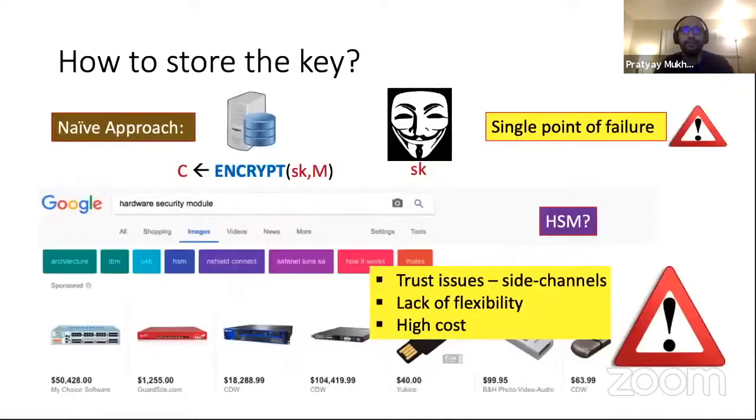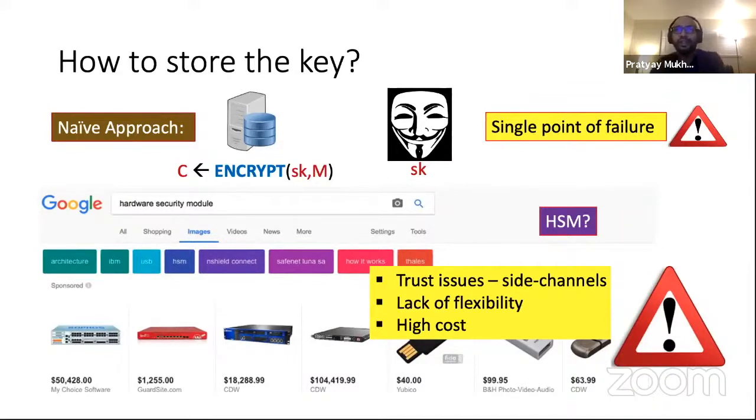There is a naive approach where you can store the secret key in one server and the ciphertext in another, keep them separated. However, that becomes a single point of failure, because if the adversary breaches into the server where the secret key is stored, it can decrypt all ciphertext that has ever been encrypted with the secret key. So typically in industry, they use a hardware security module, or HSM, to store the secret key, and whenever you want to decrypt, you call the HSM to do the decryption.